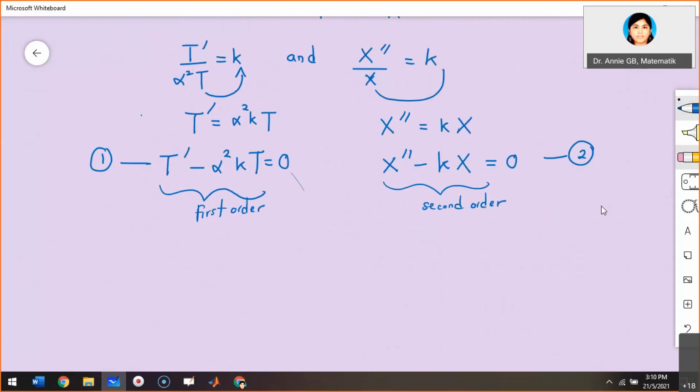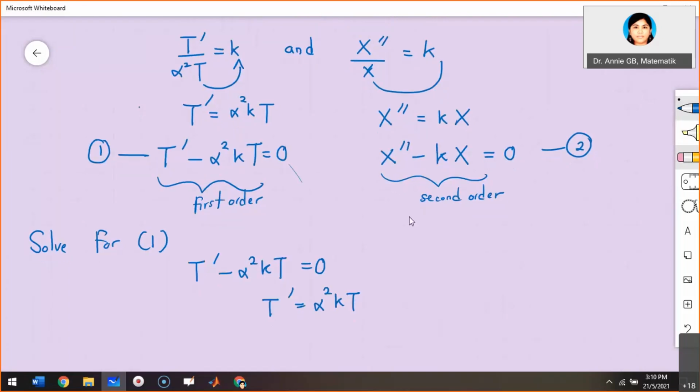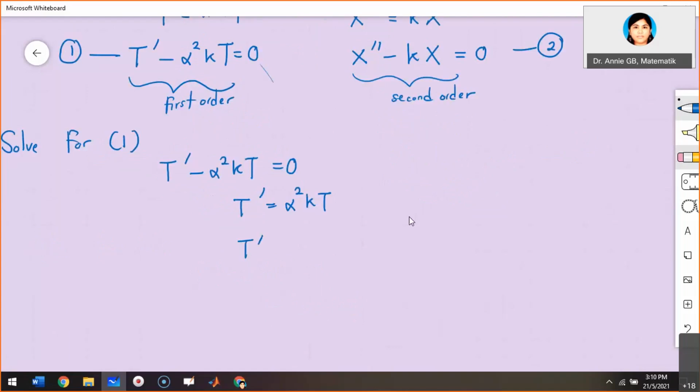Okay, to solve the first, kita kena solve one by one lah. Okay, solve for one first. Okay, equation pertama ni, you can use separable variable, ataupun you boleh guna integrating factor. Doesn't matter. Okay, let's solve that first. T prime minus alpha squared kT equals to 0. So, nak separate variable dia lagi senang kalau kita buat macam ni kan. T prime equals to alpha squared kT. And then, bawa T ke belah sini. T prime over T equals to alpha squared k.